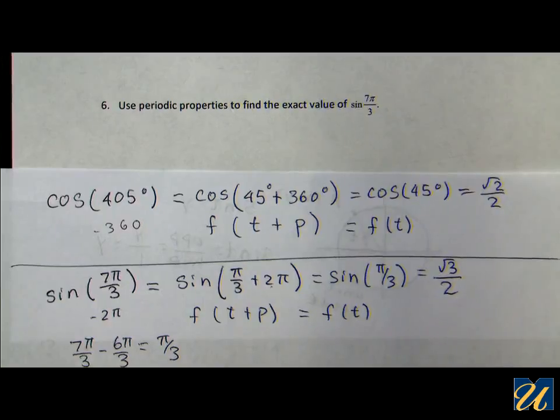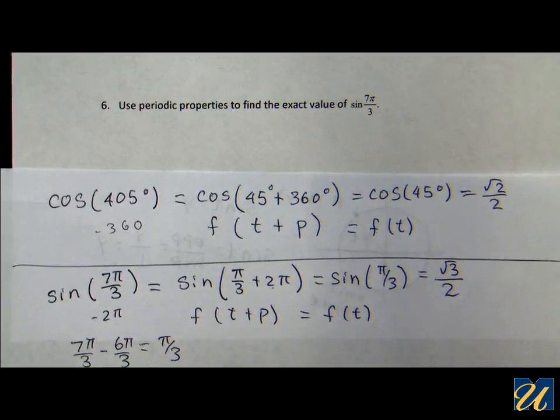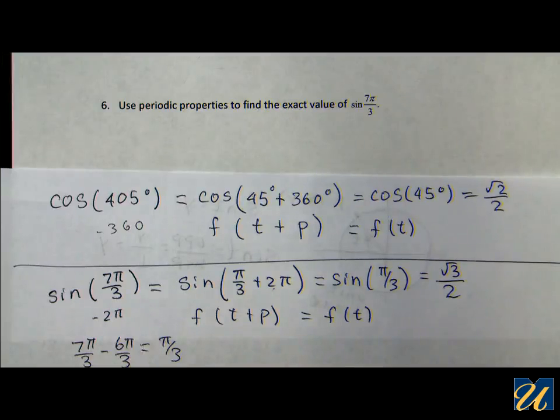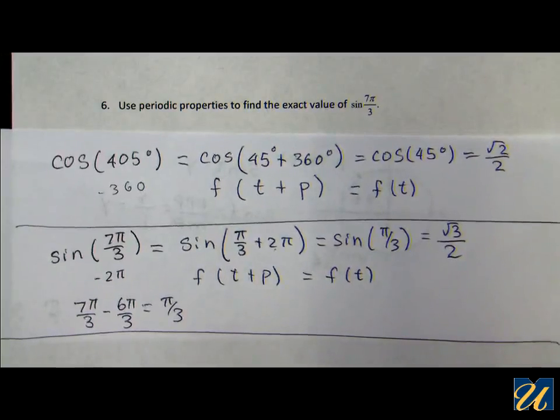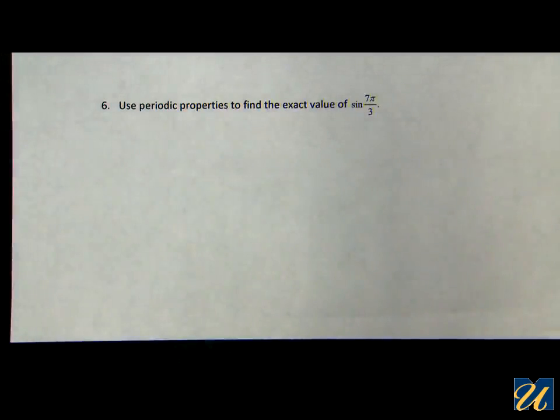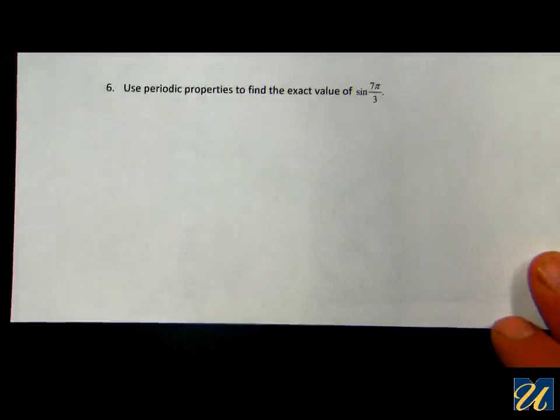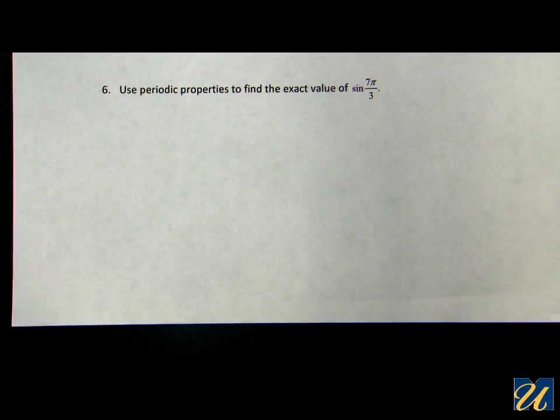Okay. There was a much longer way that we did that last time, by drawing this angle in standard position, finding the reference angle, same as I did before with the tangent. Okay, what else we got? Use periodic properties to find the exact value. That's the last one. Well, I think we should do perhaps one more.